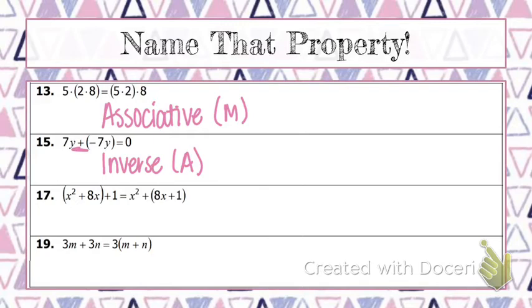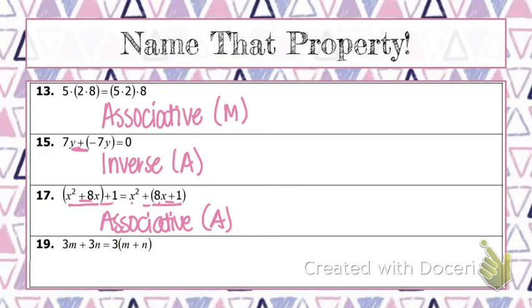Okay, number 17. We have x squared plus 8x plus 1, but the parentheses have been moved. This is the associative property as well, but this is addition because these are all plus signs, all addition.